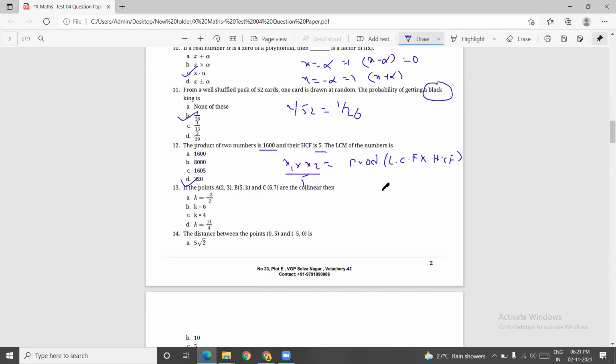If these 3 points are collinear, then for what value of k will the 3 points be collinear? How to do this question? I gave the area of the triangle formula. If 3 points are collinear, the area of the triangle is 0. Calculate and let me know how much. What is the k value?